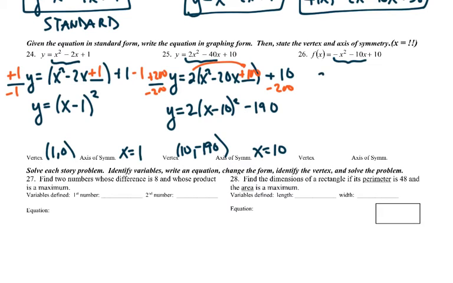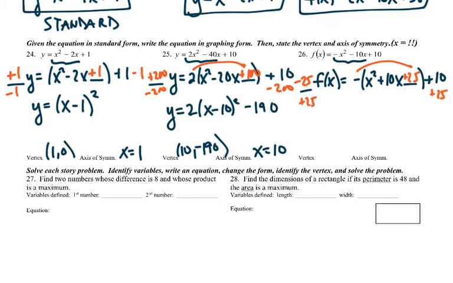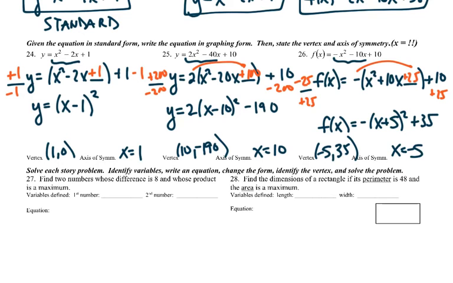Here, I'm just going to factor out the negative from the first 2 terms. Negative, that changes it to x squared plus 10x. Leave the blank on both sides. Half the middle term squared, of course, is 25. But when I balance it out, I'm going to subtract 25. And then add 25 to both sides. So here I get negative x plus 5 squared plus 35. So the vertex here is negative 5, 35. X equals negative 5. And that graph would be upside down.